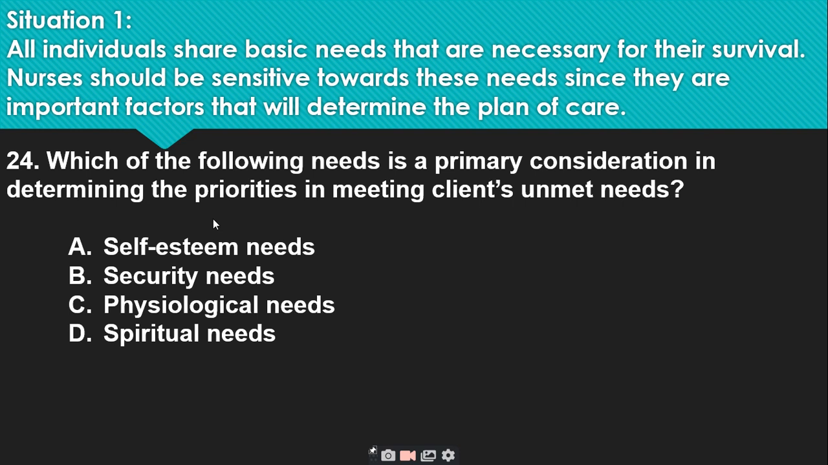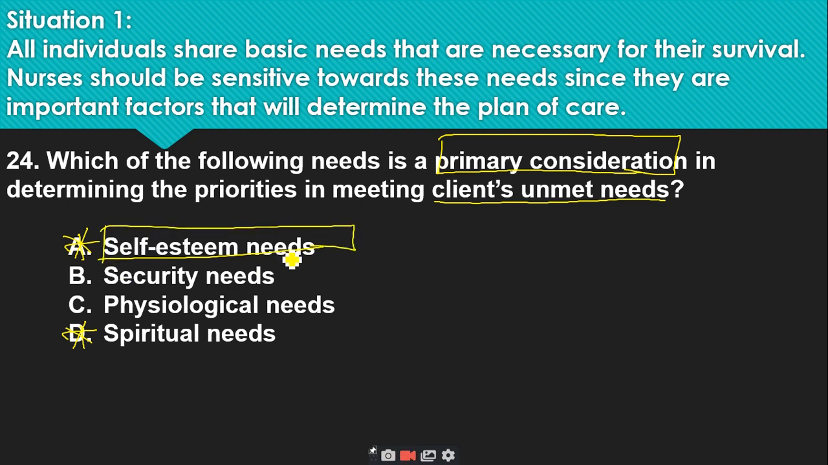Same situation. Which of the following needs is a primary consideration in determining the priorities in meeting clients' unmet needs? Take note of the words primary consideration and clients' unmet needs. Letter A, self-esteem needs. Letter B, security needs. Letter C, physiological needs. Or letter D, spiritual needs. First reading, eliminate two choices. Eliminate choice letter D, because according to Maslow's hierarchy of needs, there are no spiritual needs. And take note of the words primary consideration. Eliminate letter A, because self-esteem is not a primary consideration for patients, especially in focusing on the patient's unmet needs.